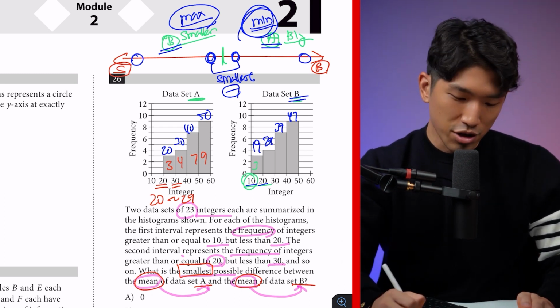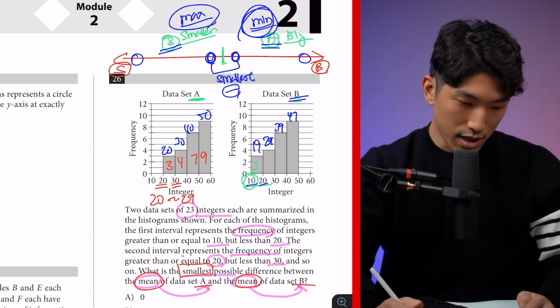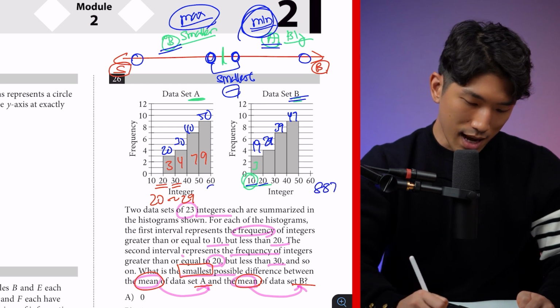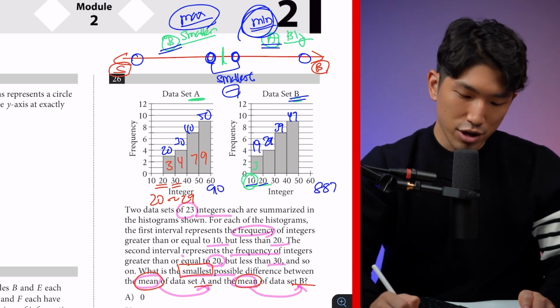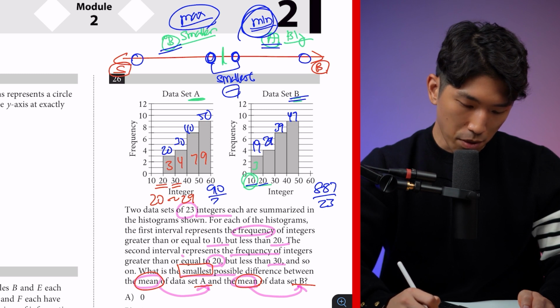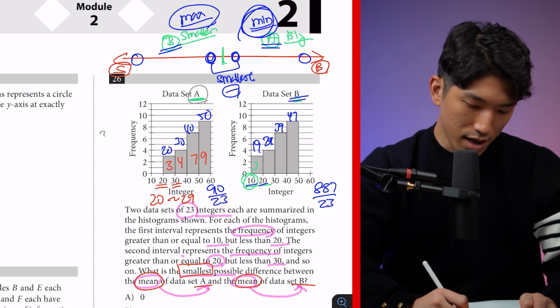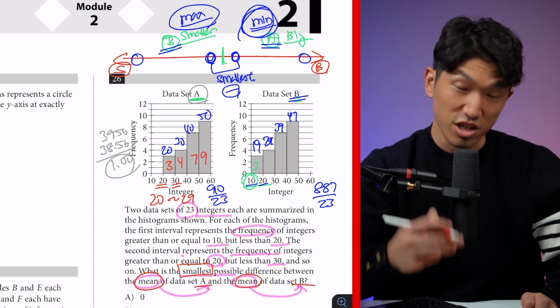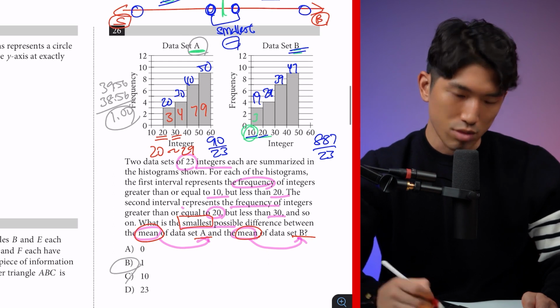And to find the average, I'm just going to add up all these numbers here, and you are going to get 887, and we're going to get 910 over here. And to find the average, we're just going to divide both of these numbers by 23. So for dataset A, we're going to get 39.56. And for dataset B, we're going to get 38.56, which means their difference is literally just going to be 1, which means our answer is going to be choice B.